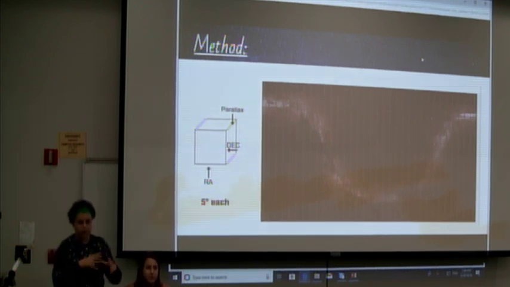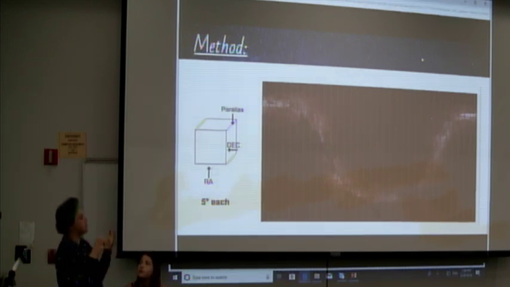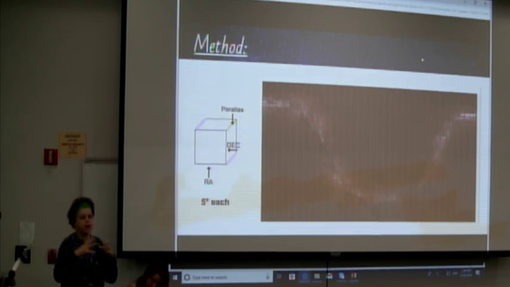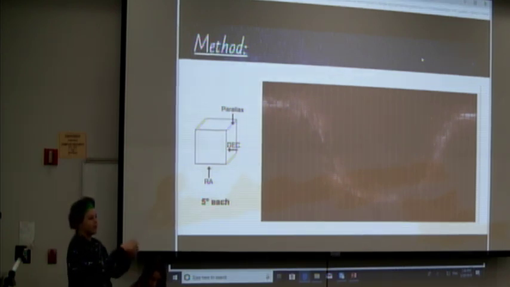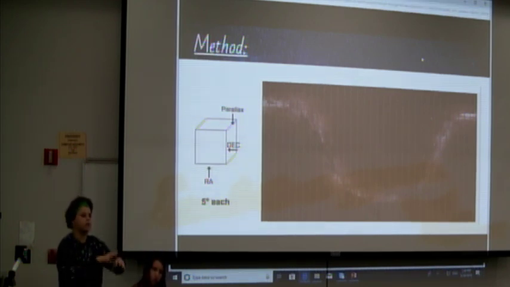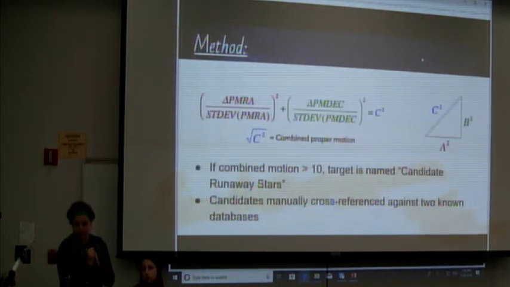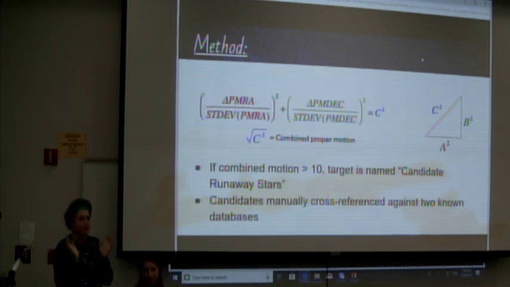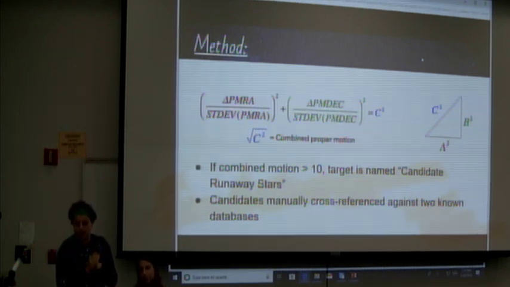And so I made these three-dimensional blocks and separated the sky, because stars in different parts of the galaxy are going to move at different speeds, and that wouldn't help if I was looking at stars that just naturally move faster because they're in a different area. I want to find stars that are faster relative to their area in the sky. And so I did a bunch of fancy math. Triangle magic. I don't think I'm going to go into it because it's going to be boring. But basically, I looked at combined motions that were greater than 10.